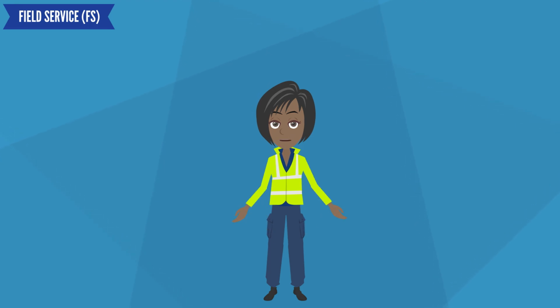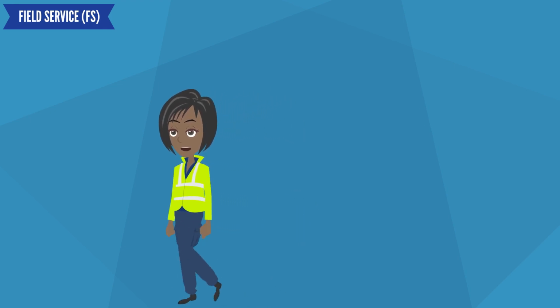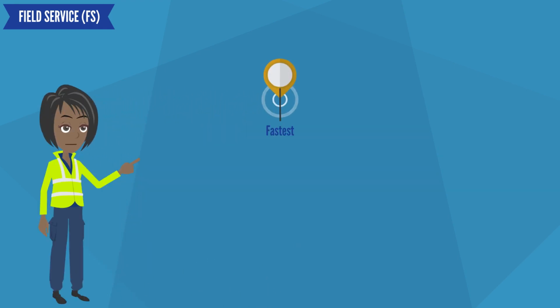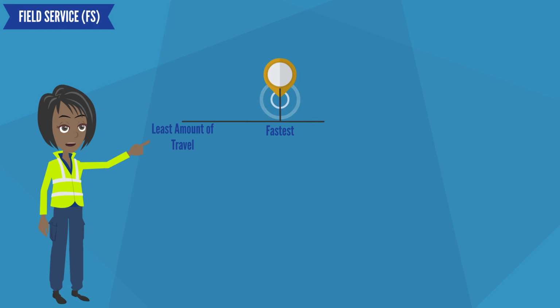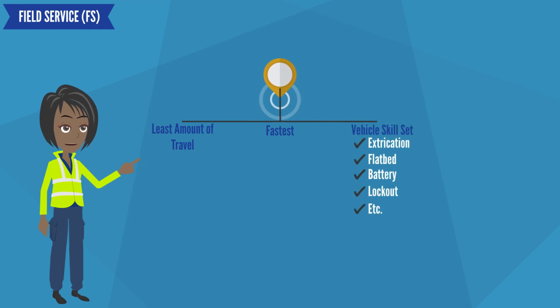There are going to be times when you, as the dispatcher, will need to reassign a service appointment from one driver to another. But, before we get into how to look for candidates, let's take a deeper dive into how field service calculates who will be dispatched which service appointments. As we know, field service will route the service based on which vehicle can get to the location the fastest, which vehicle will have the least amount of travel, and which vehicle has the required skill set.